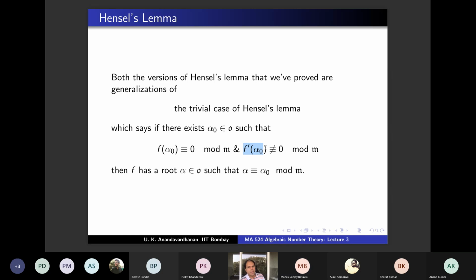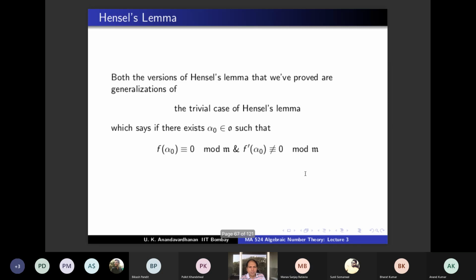So by the conclusion of that Hensel's lemma, |alpha minus alpha naught| is strictly less than 1. We already knew that, right? Because alpha minus alpha naught belongs to M. No, I'm claiming this. Didn't Hensel's lemma say something about that? Oh, okay. f has a root alpha such that alpha is congruent to alpha naught mod M.